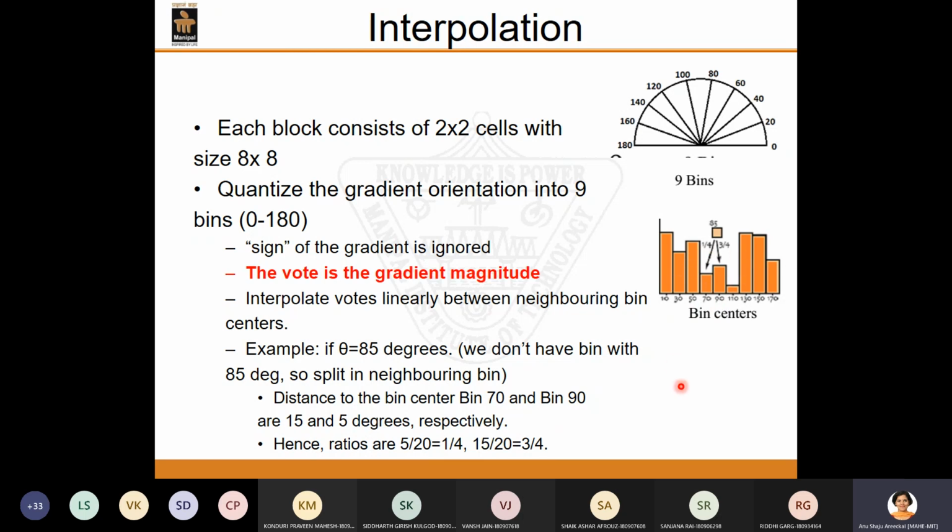And this is what you call the histogram of oriented gradients, where you calculate the gradient, you find the orientation, and then create the histogram this way using the gradient orientations, rather than taking the pixel values as we do in the normal histogram.